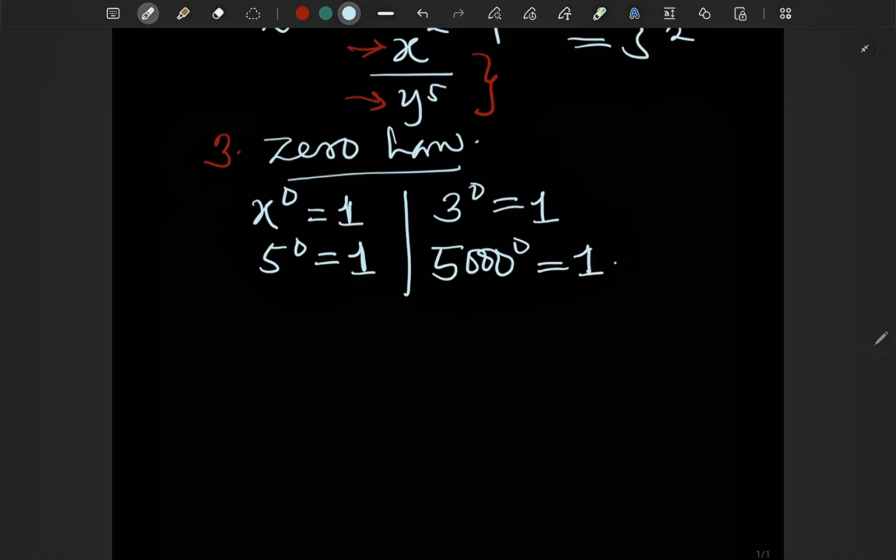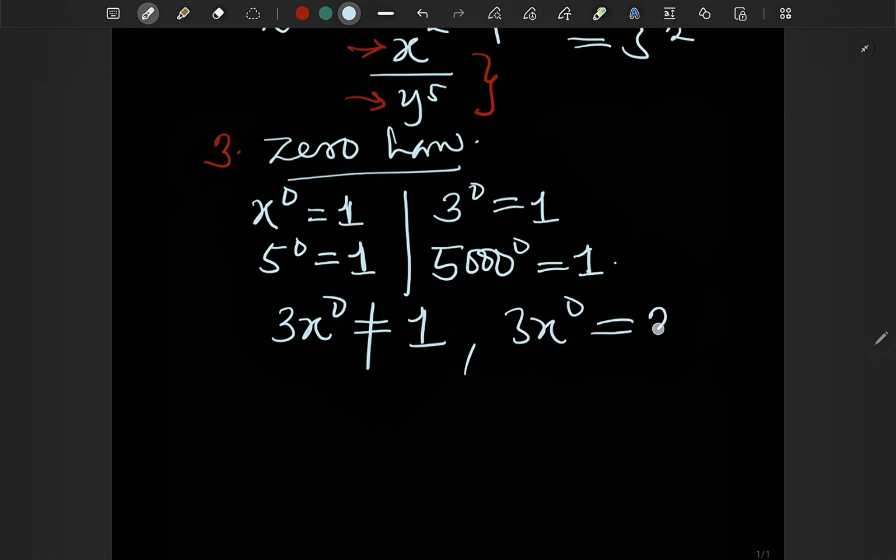Since all of this is 1, now I would like you to do this. Pause your video. 3x raised to power 0. Pause your video and attempt. So 3x raised to power 0 is not equal to 1. But 3x raised to power 0 is equal to 3. Now the question is, why? Because we just said right now that the law says that anything raised to power 0 is 1. How come there is an exception for 3x raised to power 0?